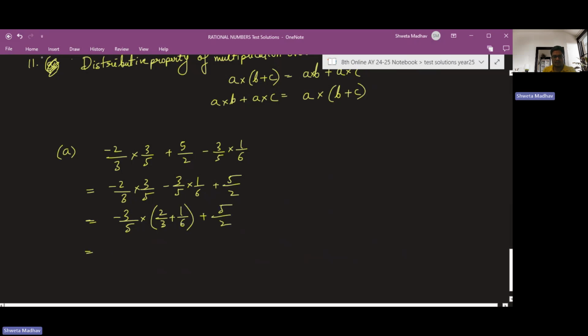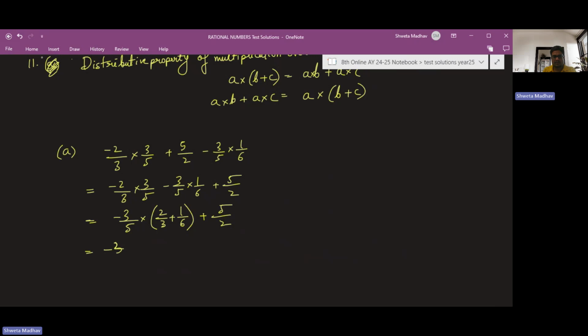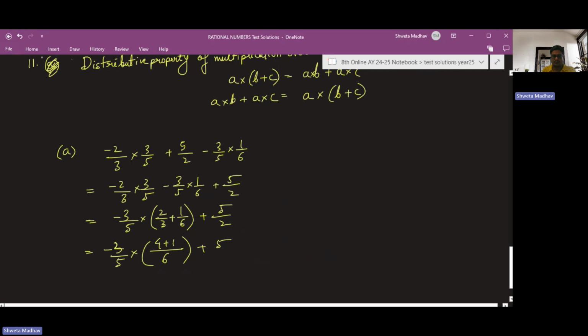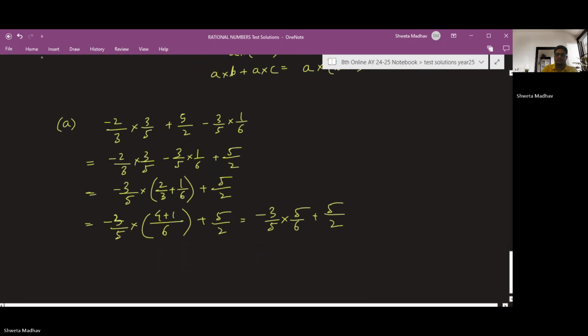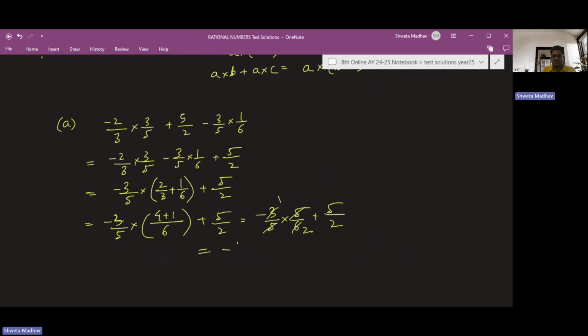Now here we can say this will be minus 3 by 5 into, if you take the LCM of 3 and 6, that is 6. Then 3 2s are 6, 2 2s are 4, 4 plus 1, plus this 5 by 2. So this will be equal to minus 3 by 5 into 5 by 6 plus 5 by 2. Now 5 and 5 I can cancel out, and 3 1s are 3, 3 2s are 6. Now this is equal to minus 1 by 2 plus 5 by 2.